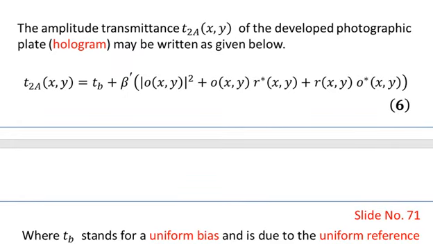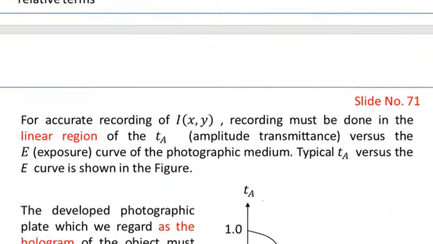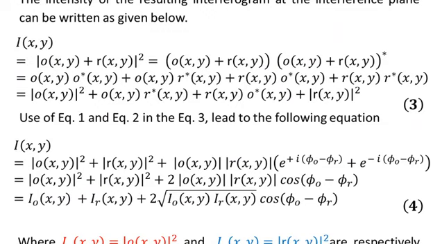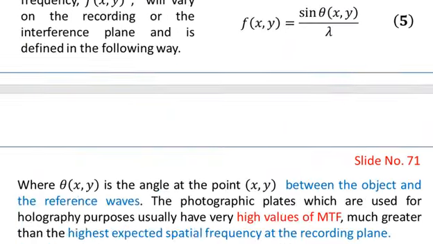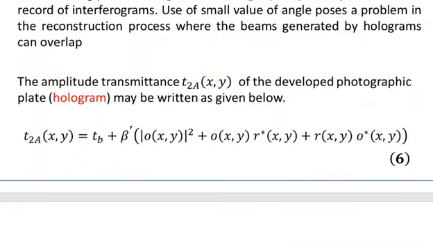So you see that the amplitude transmittance of the hologram is proportional to the terms in equation number 3. The only difference is that we have shown over here T_B. T_B is actually the term that stands for the uniform bias term. I shall be explaining that one also. And then we have a plus beta times, and within that we have the terms over here. One is the O mod square term, and the other 2 terms, one is O R star plus R O star, as given in equation number 6.